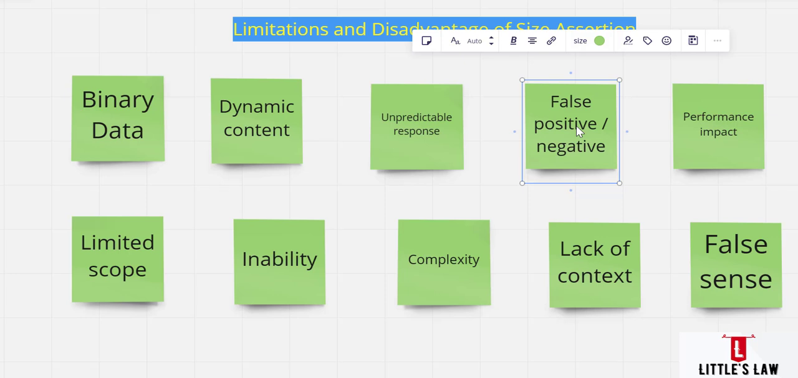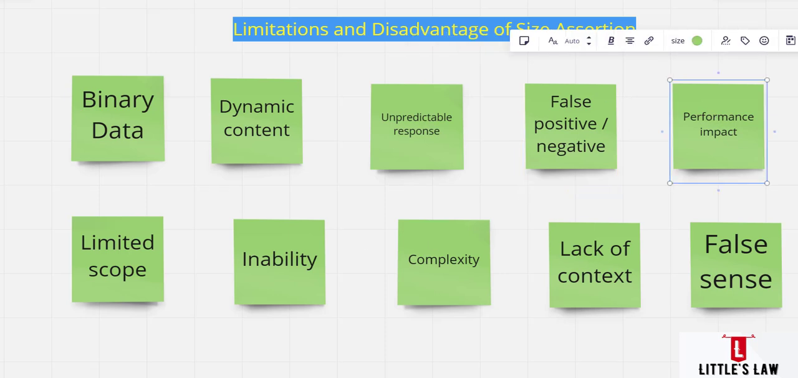And when it comes to false positives or negatives, as with any automation testing tool, the size assertion may produce false positives, that is, it reports a failure when the response is actually correct, or false negatives, that is, it reports a success when the response is actually incorrect. These can be caused by a variety of factors such as network latency, server load, or unexpected data.